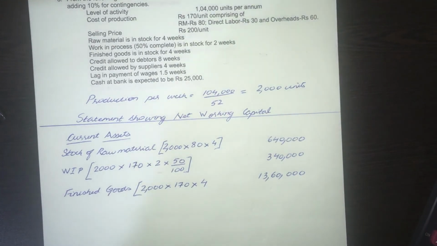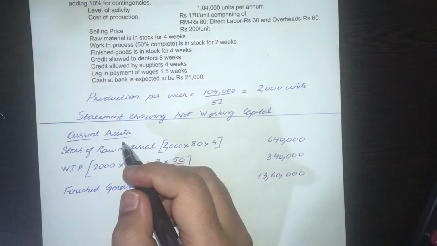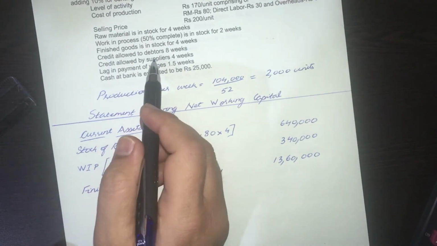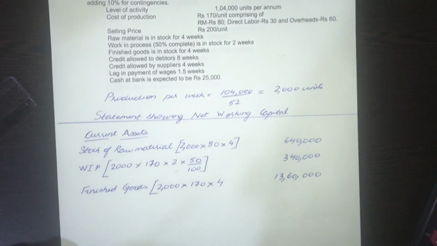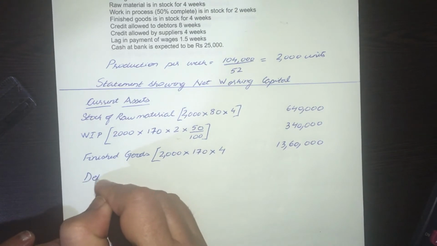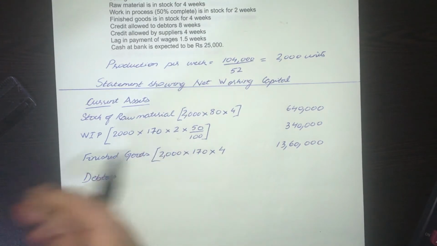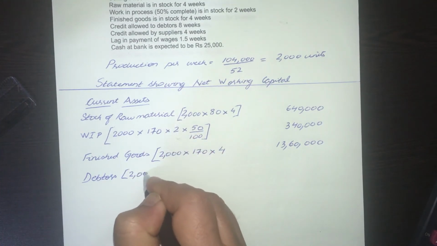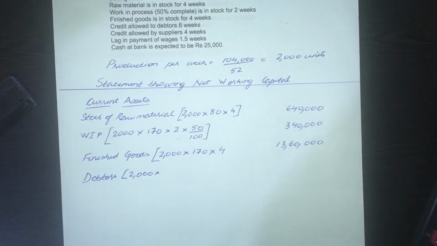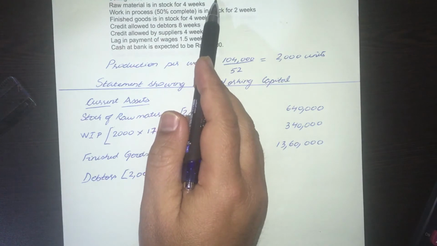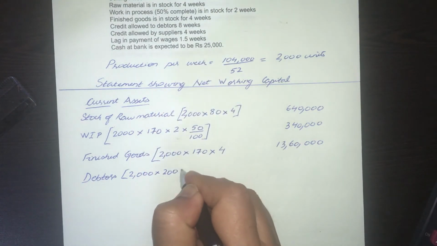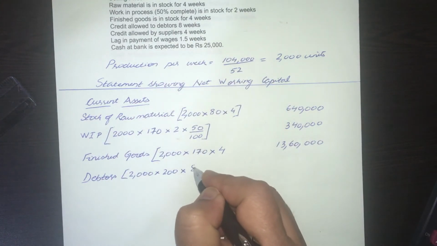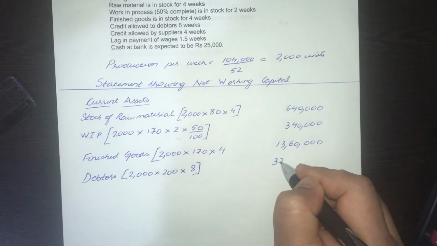Now what is the next one? Yes, debtors. We have to calculate debtors. All right. So credit allowed to debtors. Sorry, I said creditors. So just write debtors here. So it'll be 2000 into, now what do you sell to debtors? You sell your goods at what rate? You're going to sell it at the selling price. So 2000, and credit allowed to debtors is 8 weeks. So 8. And you'll get 32 lakhs.